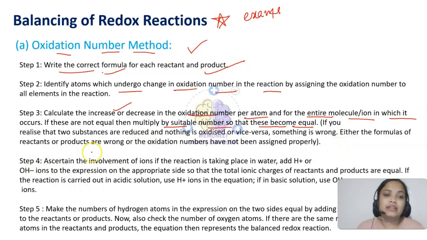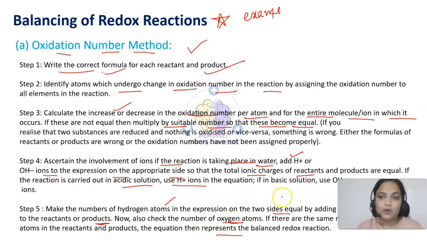Next is to ascertain the involvement of ions if the reaction is taking place in water. So we have to add hydrogen ions or hydroxide ions to the expression on the appropriate side so that the total ionic charges of the reactants and products are equal. Now, if we are having acidic solutions, we need to add hydrogen ions. If we are having basic solutions, we need to add hydroxide ions. Then we need to make the number of hydrogen atoms in the expression equal by adding water molecules to the reactants and products. And after that, check the number of oxygen atoms. If the number of oxygen atoms is the same, it means your equation is now balanced.